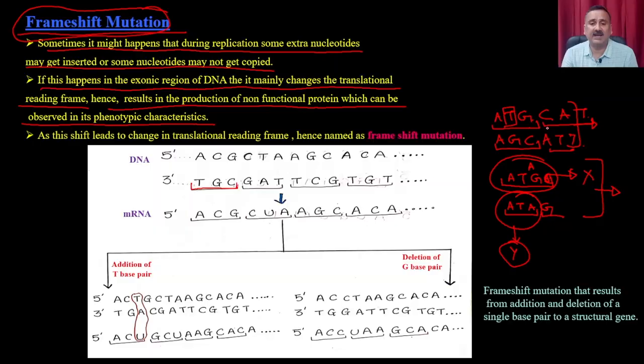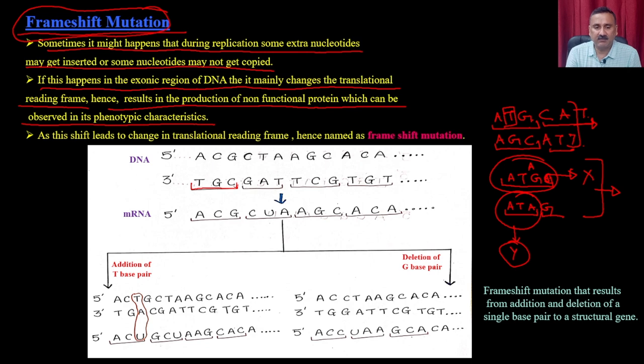So this is not only going to change the frame shift for the first codon, but also for all the codons, and because of that it is actually going to cause a significant change in the amino acid composition of the product, and as a result it is going to produce a protein which may not be functional and which may actually cause a problem to the cell.